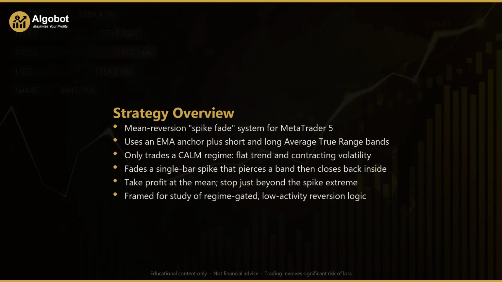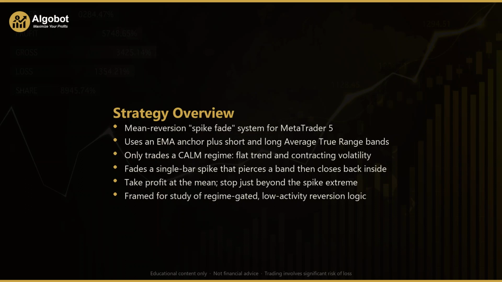It refuses to trade most of the time. Before it even looks at a spike, it checks that the market is in what it calls a calm regime. Two things must both be true. First, the trend must be flat, meaning the moving average has barely drifted over the recent look-back window. Second, volatility must be contracting, meaning the short average true range is sitting below the long one. Only when the market is quiet and going sideways does the strategy consider a trade at all.